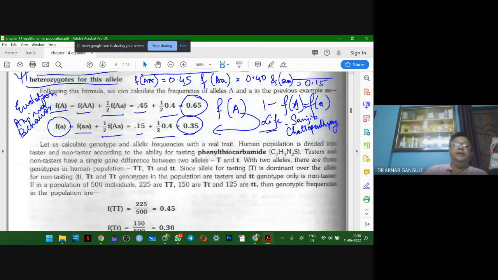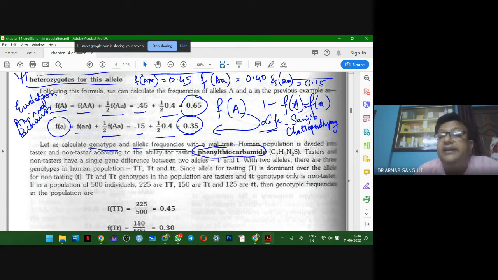So there is a problem. Let us calculate genotype and allelic frequencies with a real trait. In a human population, there is a chemical known as phenylthiocarbamide. Some people are tasters. They can taste this chemical, they have the genes for tasting. And some people cannot taste it. This is controlled by our genes. They are a group known as non-tasters.